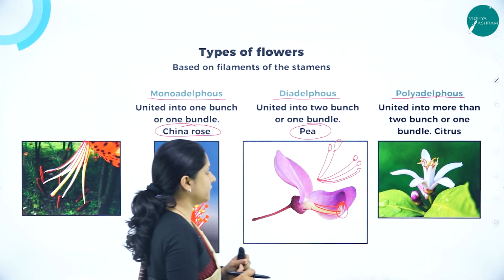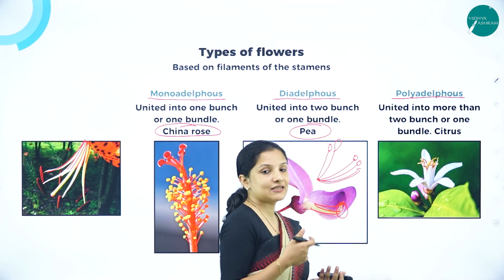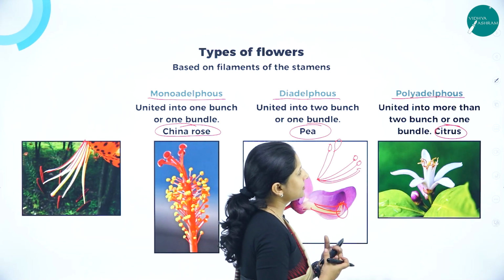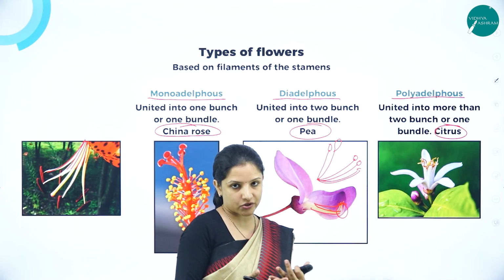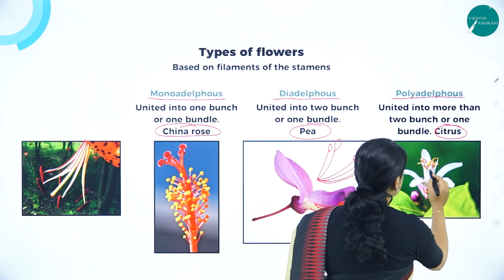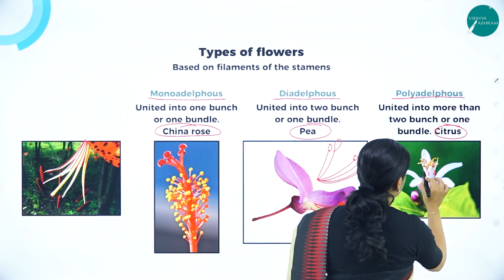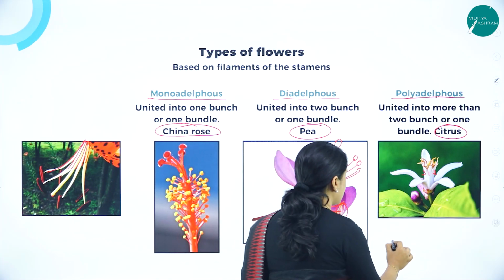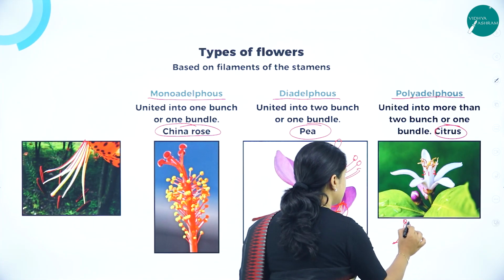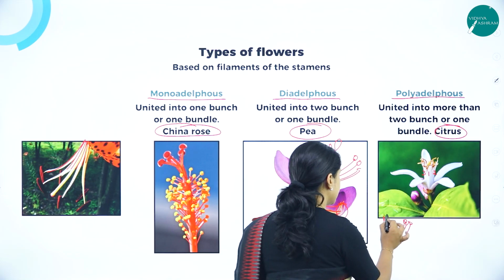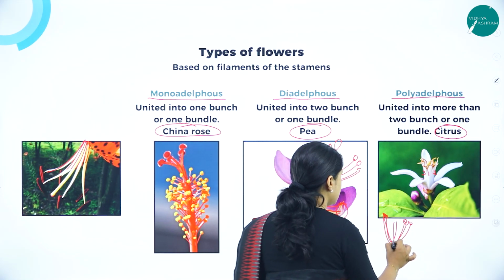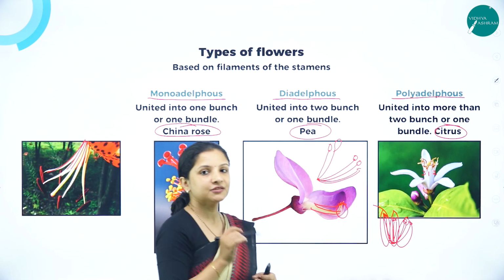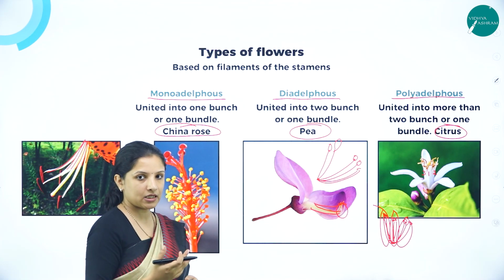Di means 2, diadelphous. Next, polyadelphous, which is usually seen in citrus flowers, that is lemon, orange and all that. Wherein the stamens are grouped into more than 2 bunches or bundles. So here you can see, here one bundle is there, here is the second one, here is the third one, and next the 4th one and 5th one is on the other side. So they form separate bundles, 1, 2, 3. So this is called the polyadelphous condition, which is commonly seen in citrus flowers.